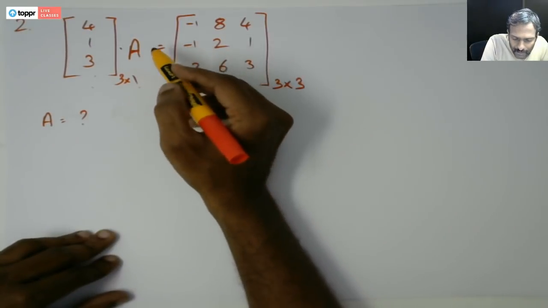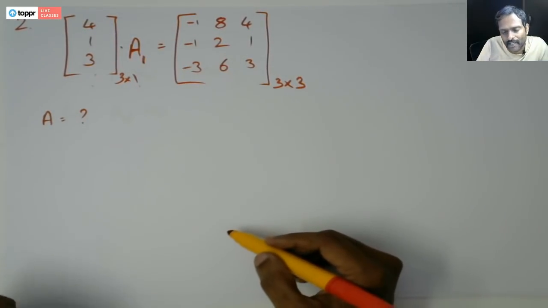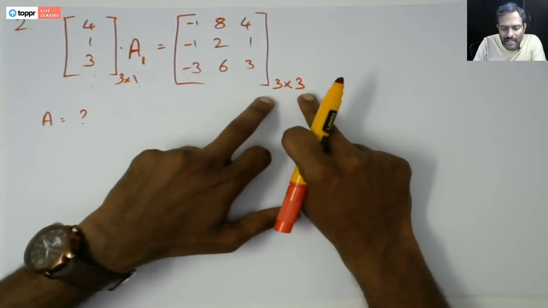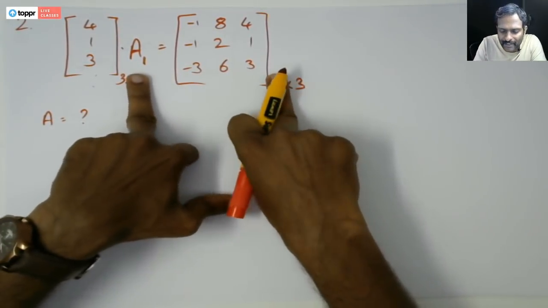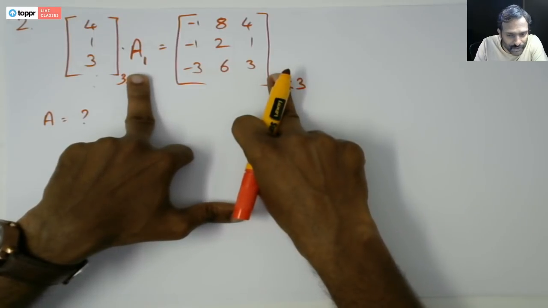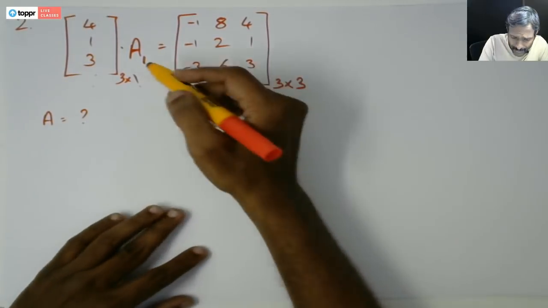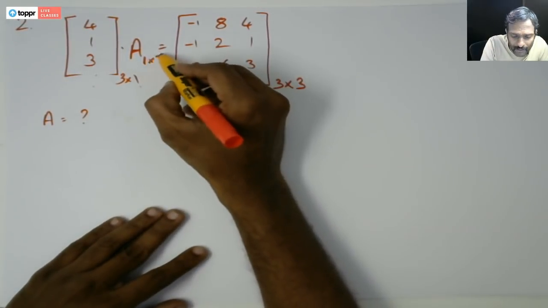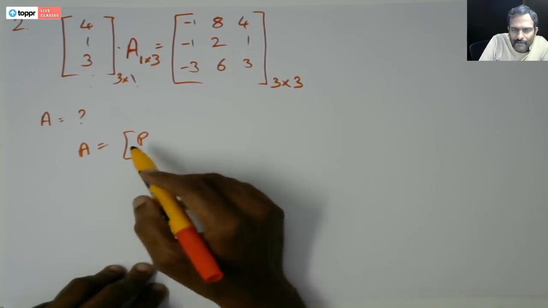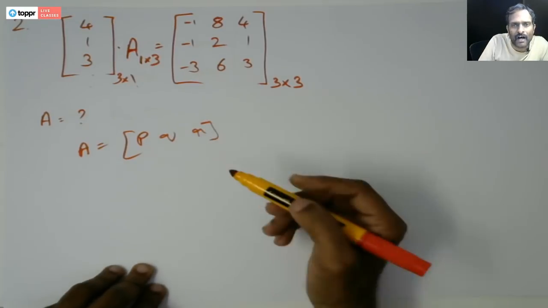So here, the number of rows of the matrix A should be 1. What should be the number of columns? We have already seen that the product takes the rows of the first matrix and the columns of the second matrix. So here the order should be 1 by 3. The matrix A should have 1 row and 3 columns: P, Q and R, right?